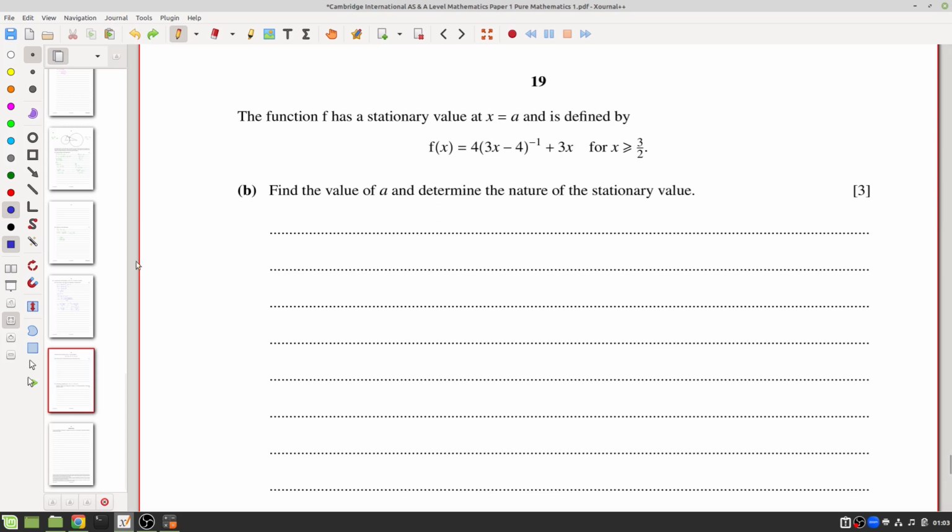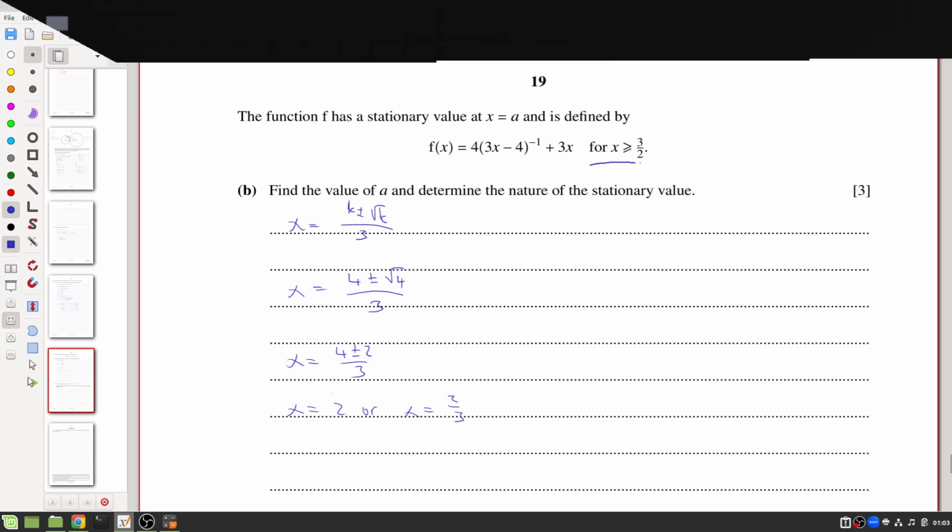Okay, so we already found that the stationary point is when x equals k plus or minus the square root of k over 3. Okay, so that is where it has a stationary point. But now we know that k is 4, so we can say x equals 4 plus or minus square root of 4 over 3. So x equals 4 plus or minus 2 over 3. So x equals 4 plus 2 is 6. 6 divided by 3 is 2. Or we've got x equals 4 minus 2 is 2 over 3.